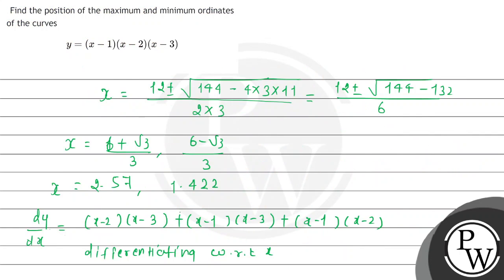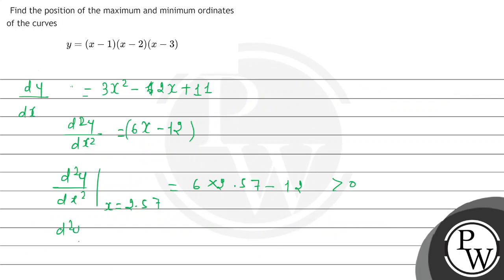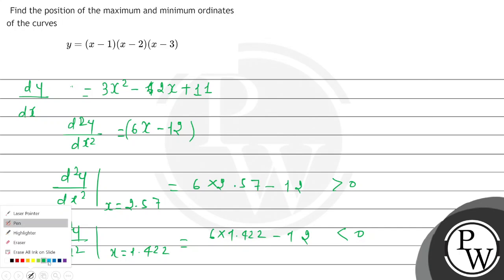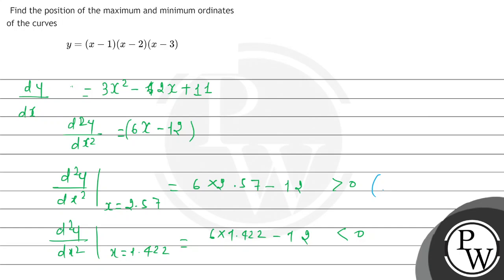Now we'll check the other point, d²y/dx² at x equal to 1.422. So let's put in 6 into 1.422 minus 12. In this case, we are getting the value of d²y/dx² as negative. It means it will be giving the maxima at this point. So here we are getting the positive value, it means minima, and at this value we are getting the maxima.